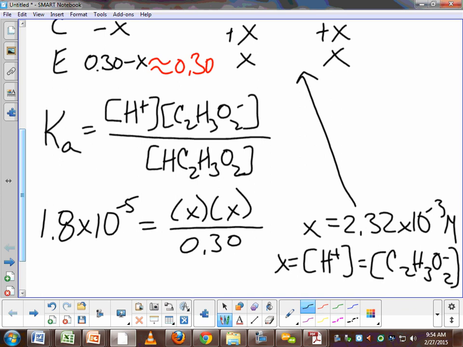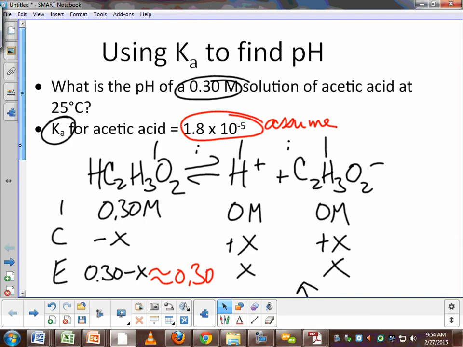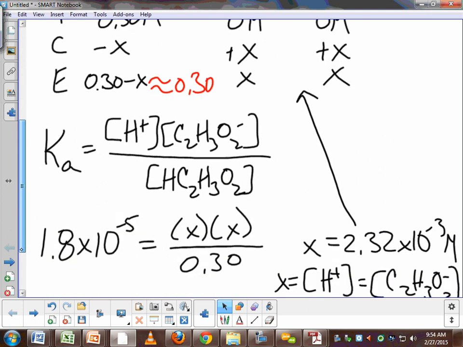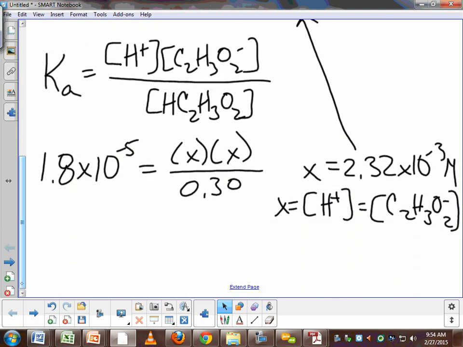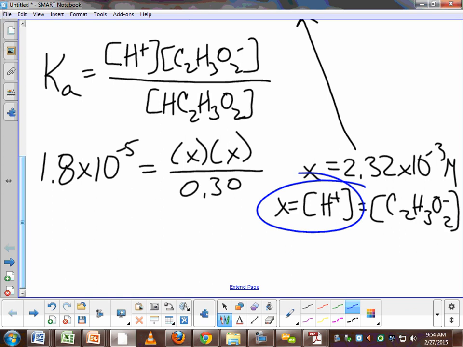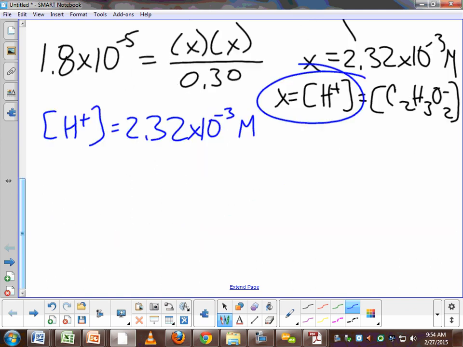Which one are we interested in? That's where we go back to see what the original question was actually asking. If we have a look at the question, it says, what is the pH? That's what we're looking for. So which of these two are we more interested in? We are way more interested in that one, because that's how we're going to get our pH. So we know then that our H+ is 2.32 times 10 to the minus 3rd molar, and from that we are getting our pH.